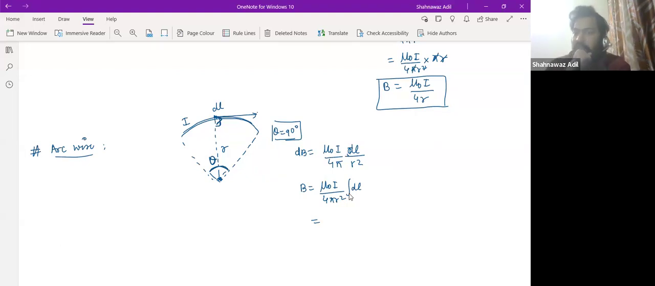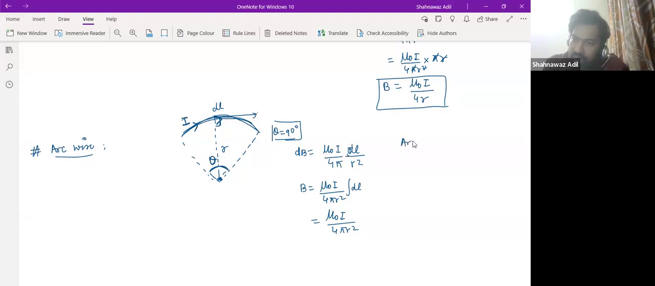What would be this integral? It is just this arc length. I is the current which is flowing, right?